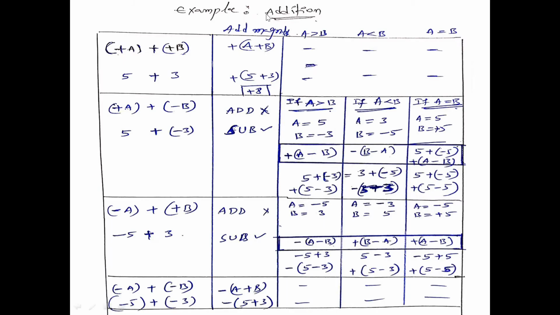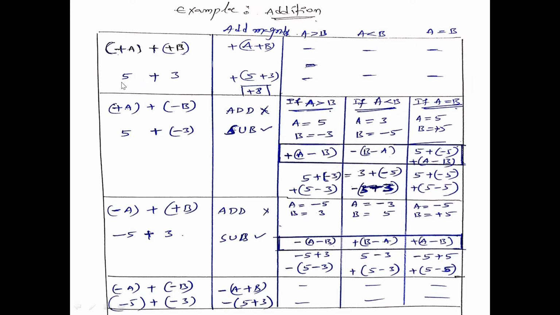Here, for example purposes, it is completely represented with small examples. The examples are like this. This is only the addition magnitude representation. So here, plus A plus B.